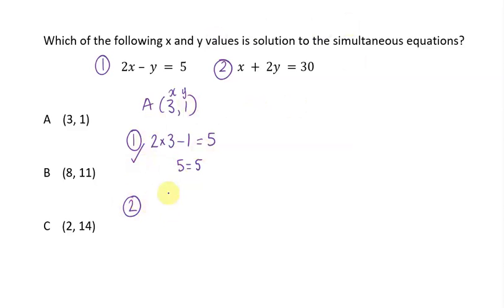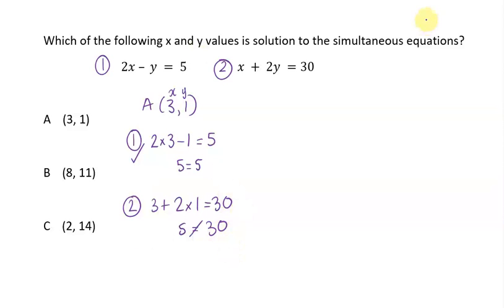We have x, which was 3, plus 2 times y, which is 1, equals 30. So let's check. 3 plus 2 times 1 is 2. 3 plus 2 is 5. 5 equals 30. Clearly, that's not true. 5 is not equal to 30. So what that means is our point A, (3, 1), is not a solution to our second equation. It's a solution to the first one, but it's not a solution to the second one.